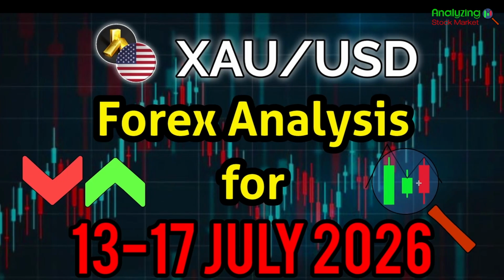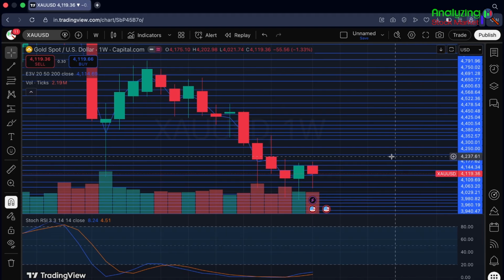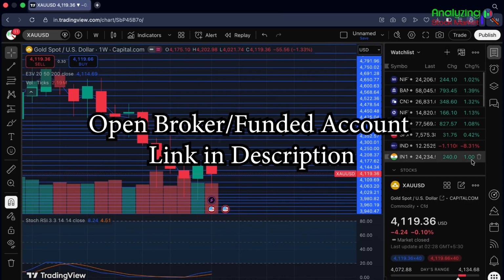So today I'll be talking about XAU USD, where we'll do the Forex analysis for 13th to 17th July 2026. So let's go straight to a chart. First let's see what happened in XAU USD on Friday. As you can see, on Friday there was a 0.10% negative move, and 4119.36 was the closing.